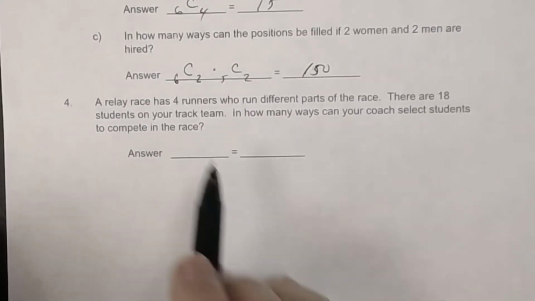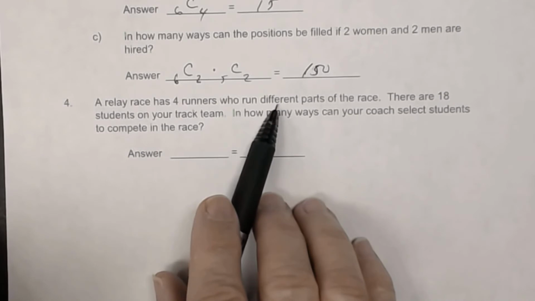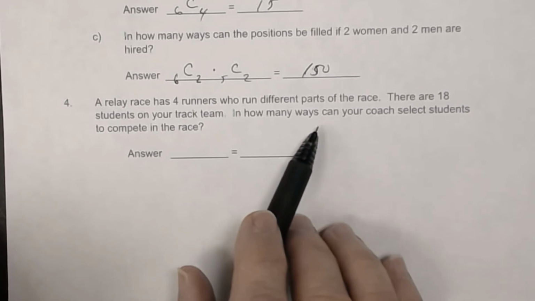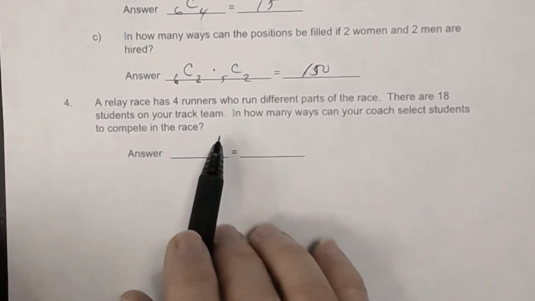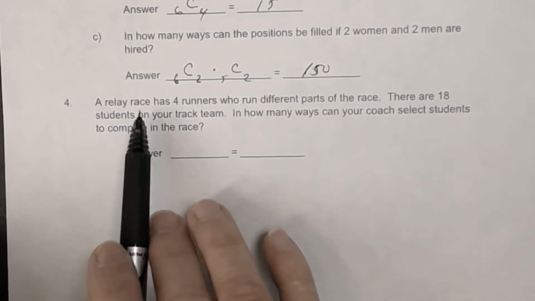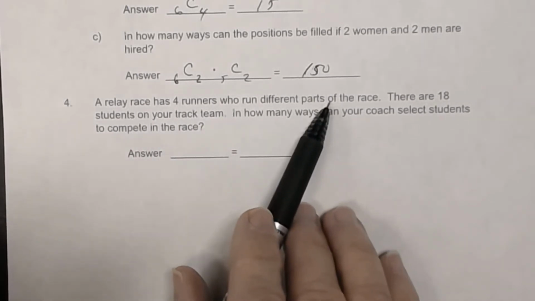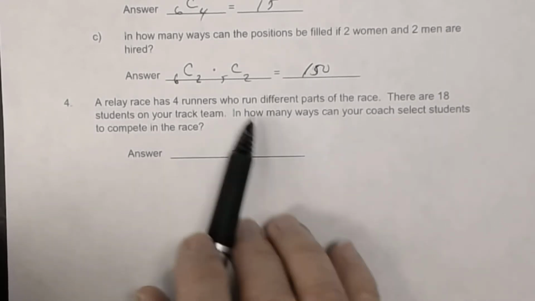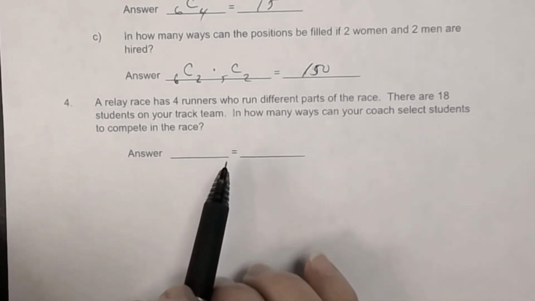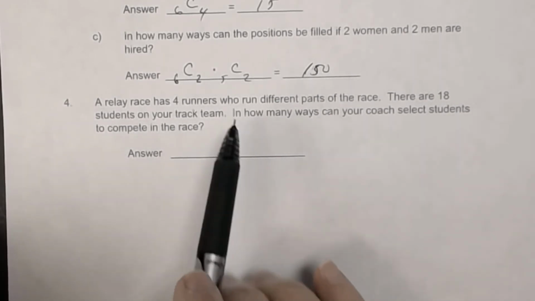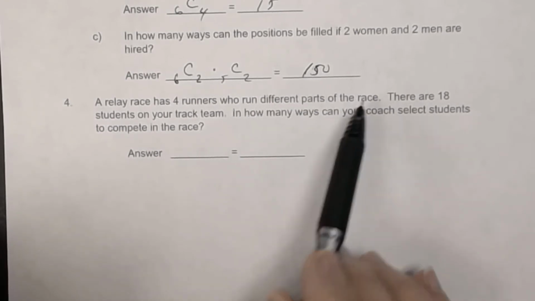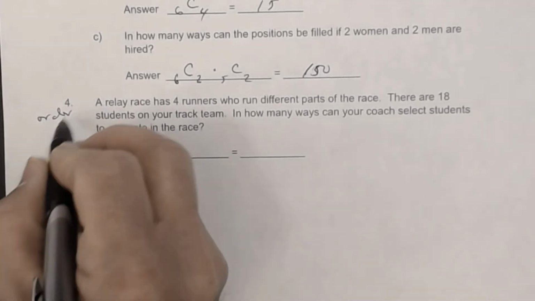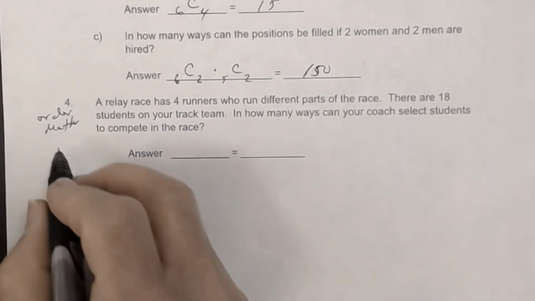Number 4: a relay race has 4 runners who run different parts of the race. There are 18 students on your track team. In how many ways can your coach select students to complete the race? Keep in mind that there are different parts of the race, so the person that does the first part and the person that does the second part are unique positions. The order in which you put runners in those different parts does matter. So the order matters.